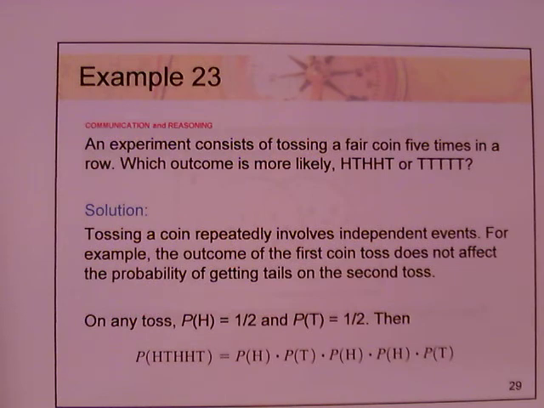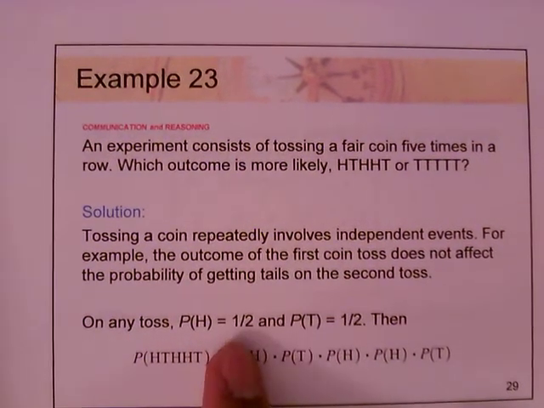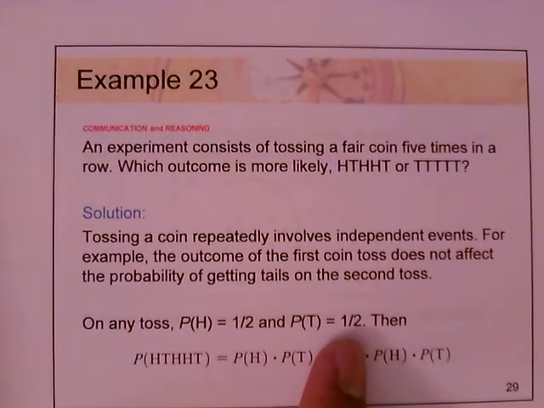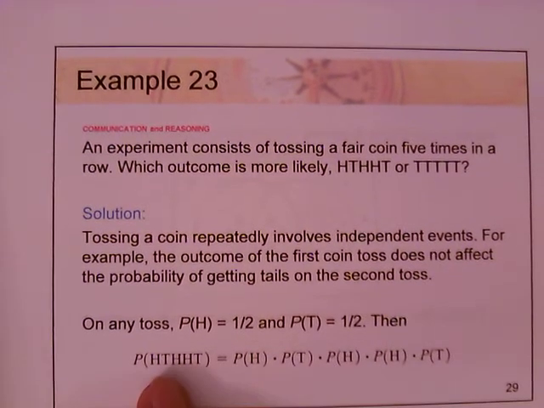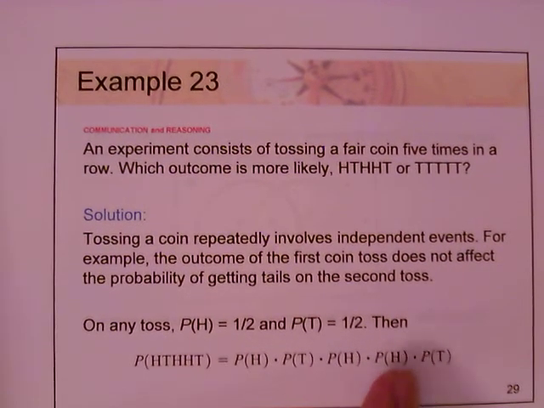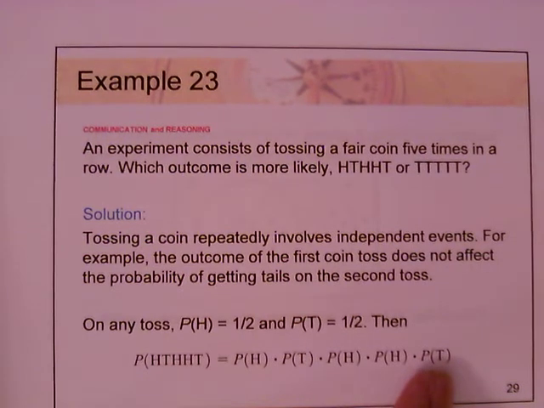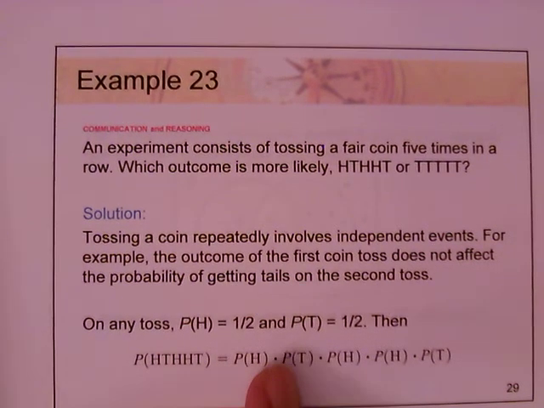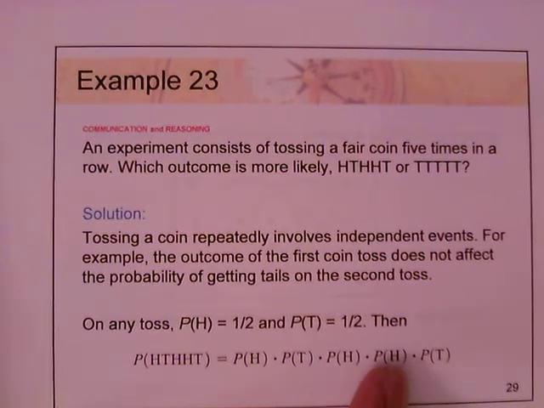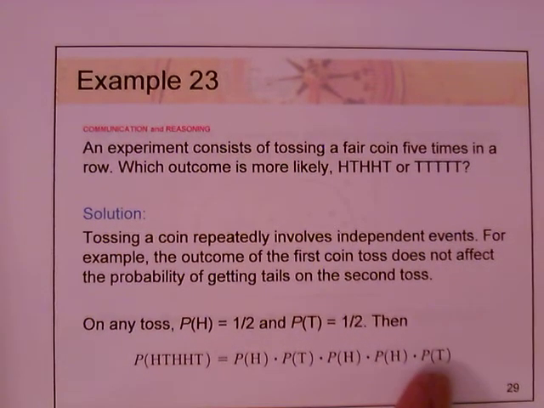Now, tossing a fair coin repeatedly involves independent events. For example, the outcome of the first coin toss does not affect the probability of getting tails on the second toss. So on any toss, the probability of heads will be 1/2, and the probability of a tail will be 1/2. So here, we're going to multiply, as you can see here. The probability of heads, probability of tails, probability of heads, probability of heads, probability of tails. That's the product of all 5 of those.